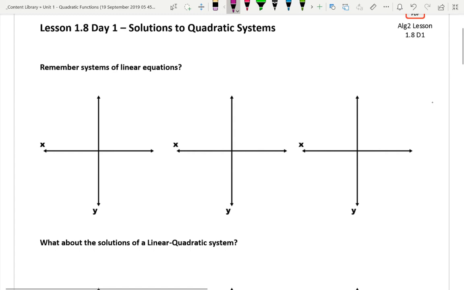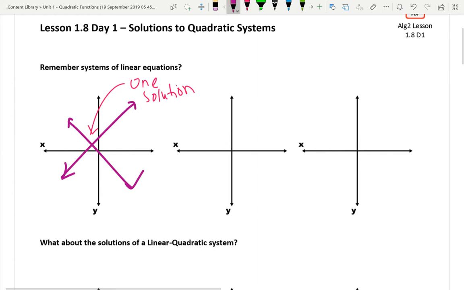So if you think back to ninth grade or even eighth grade, Algebra 1, the systems of linear equations implies two linear equations on the same coordinate plane. So when we graph those, they kind of look like this. There's one line, there's another line, and we talked about the solution, in this case, one solution.